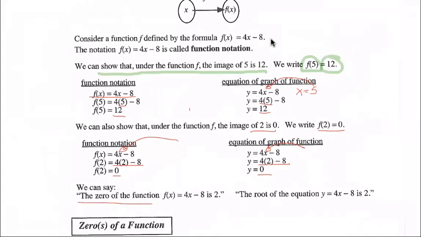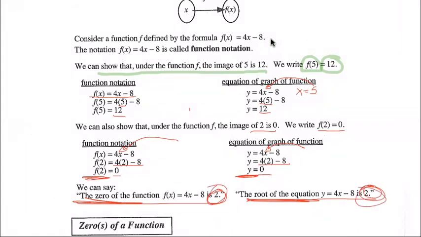The 0 of the function f of x is 2. The 0 of the function f of x equals 4x minus 8 is 2. The root of the equation y equals 4x minus 8 is 2. So the 0 of this function is 2, and the root of this equation is 2. Although we're using an equation here and function notation here, this value is the same. Hopefully you can see that.